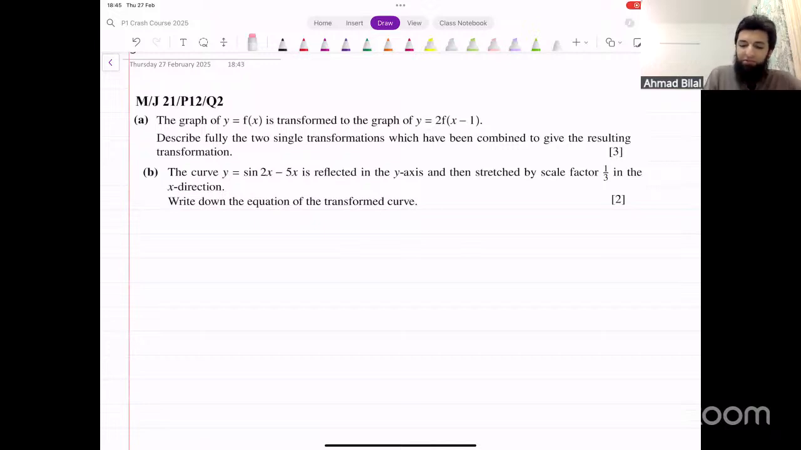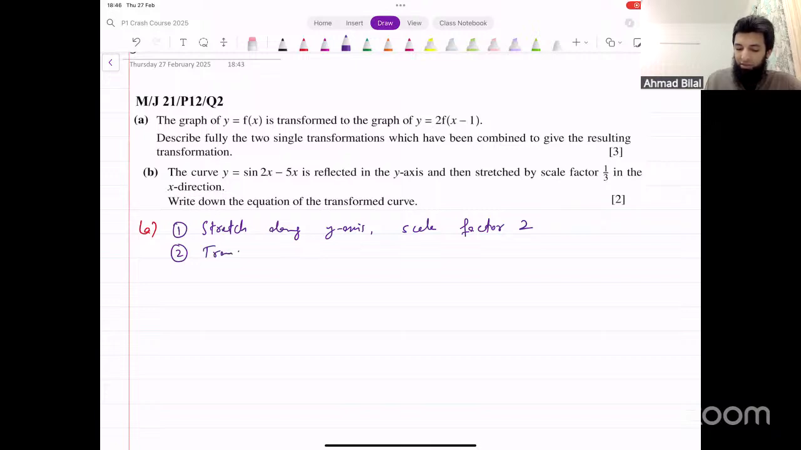Now, this one is fairly straightforward, the first part. 2 is multiplying outside, that's a stretch. So we can say it's a vertical stretch, or a stretch along the y-axis, scale factor 2. That's one transformation that's happening. Number 2, minus 1, that means it's a translation, and it's a translation 1 unit to the right, the vertical component is 0. That's the transformation that's happening in the first part.